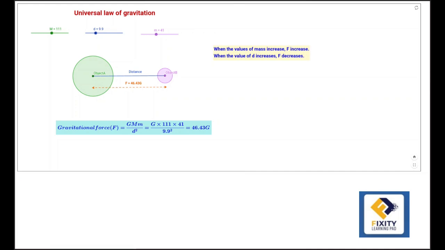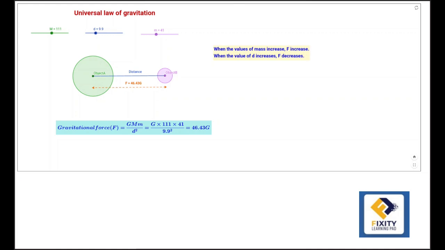All right, so here we have the universal law of gravitation. You can easily see the formula here. Gravitational force is given by capital G, capital M, small m. Capital M, small m are denoting the two masses of the objects, right? And small d is denoting the distance between them, correct?